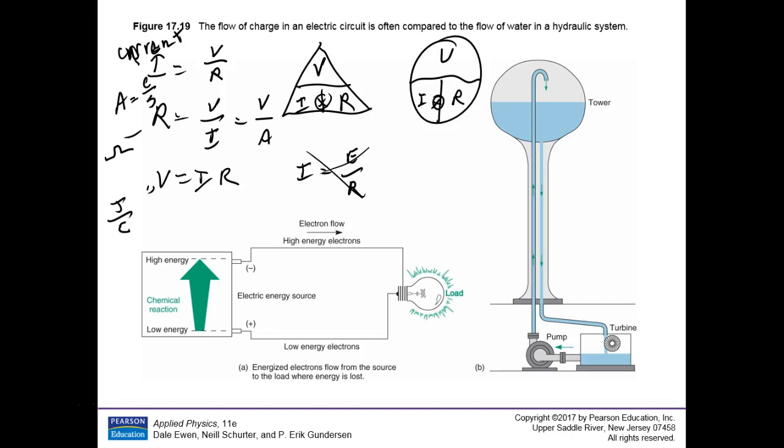Just about anything. Energy, the unit is joule. You know, power, the unit is watt. You know, the symbol is P, but the unit is W.